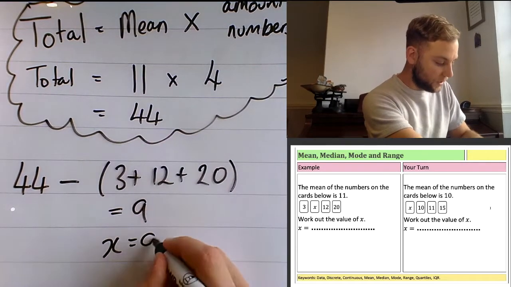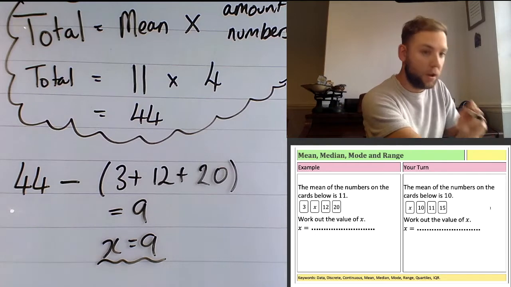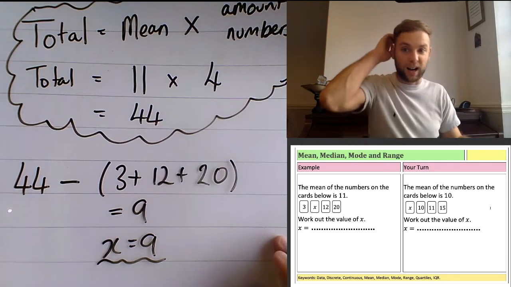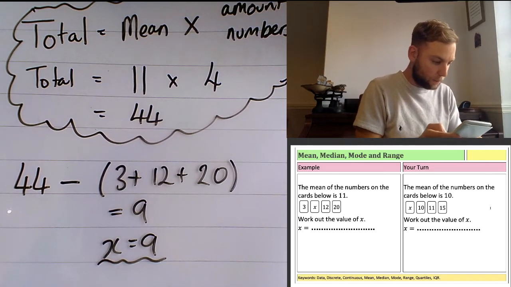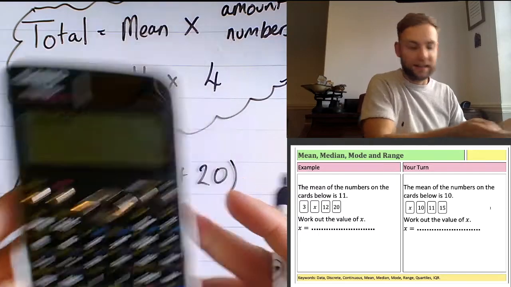Now you can check that if you want, and the way that we check that is we do 3 plus 9 plus 12 plus 20 divided by 4. In fact, I am going to do that actually just to show you. So 3 plus 9 plus 12 plus 20 is equal to 44. Divided by 4 is equal to 11. So then my mean is 11.